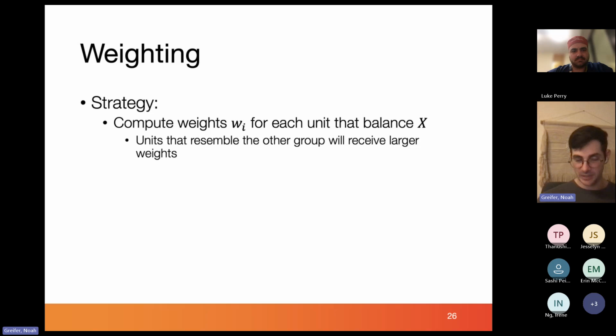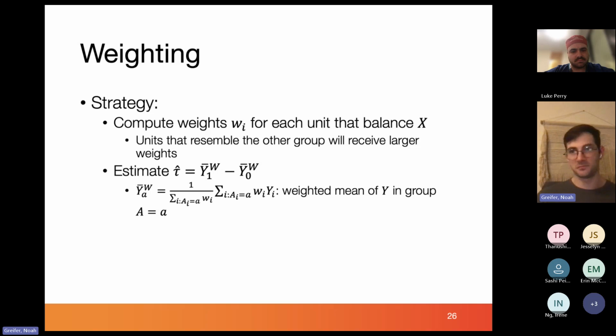For weighting, it's very similar to matching. Instead of selecting a piece of our sample that is balanced, we compute weights, represented with W, for each unit that balance the variables. The idea is that in the weighted sample, the distribution of a variable will be the same between the treated and control groups. The way this typically works is that units that resemble the other group are upweighted, so they're given more importance in the analysis, and individuals that don't resemble the other group are downweighted. What you're left with is a weighted sample that looks like it came from a randomized trial.